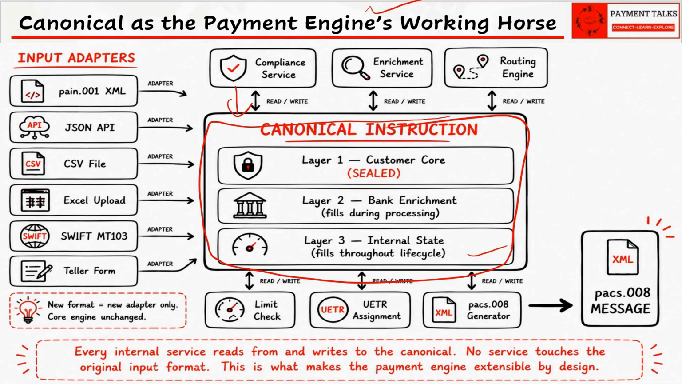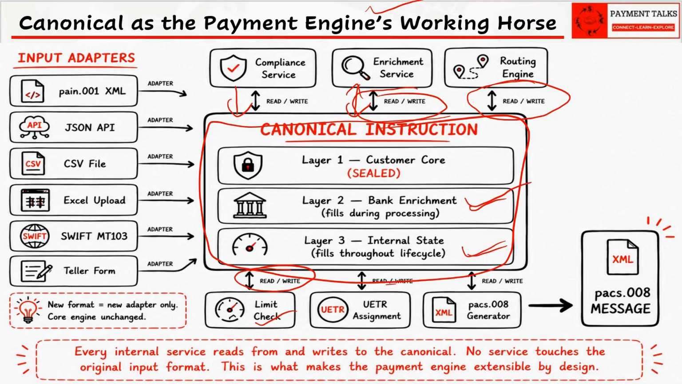The enrichment service reads customer fields from layer 1, runs BIC lookups and regulatory data checks, writes the results to layer 2. The routing engine reads the enrichment results from layer 2, selects the correspondent and settlement method, writes those decisions to layer 2. The limit check reads instructed amount from layer 1, runs the check against daily aggregate, writes the result to layer 3.